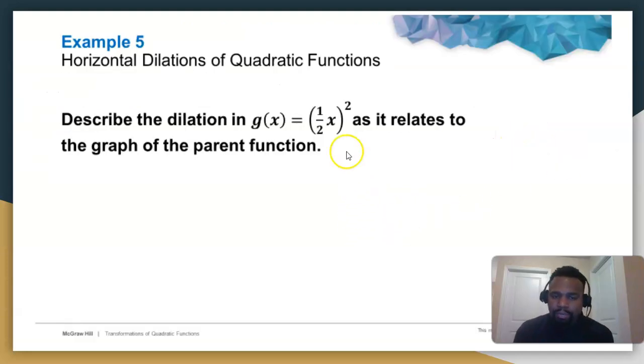All right. So let's take a look. In parentheses, we got 1/2 x, and then to the second power. 1/2, that is less than 1, but greater than 0. So it's going to be wider, but it's going to be a horizontal stretch.